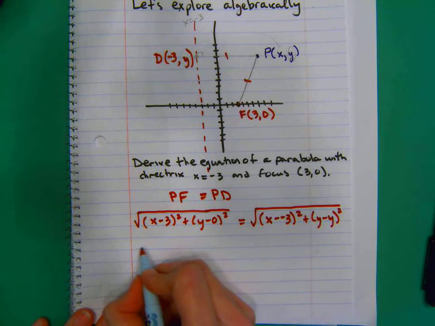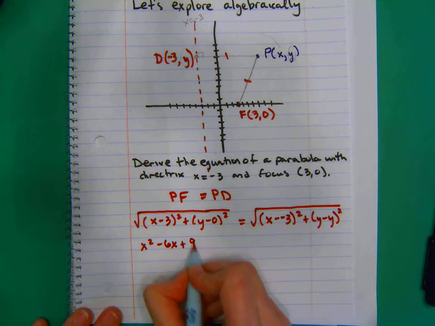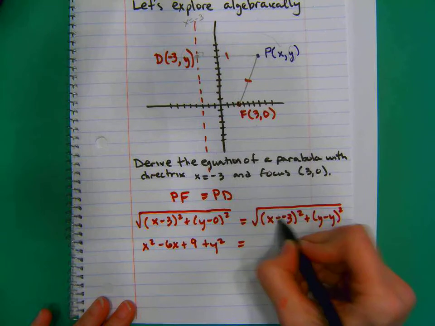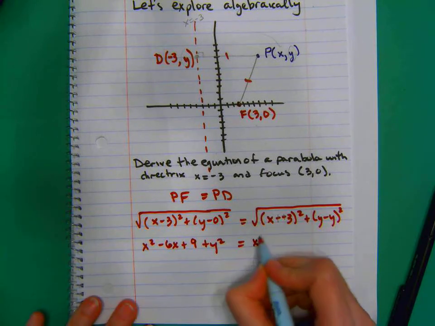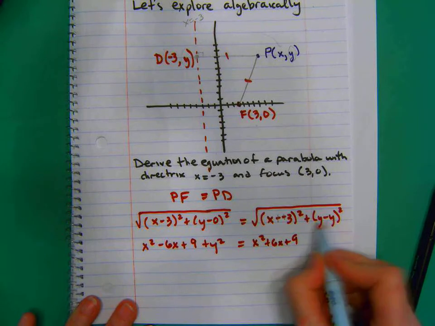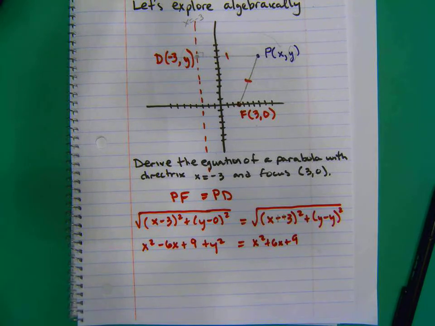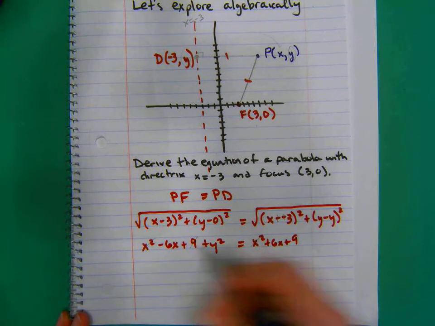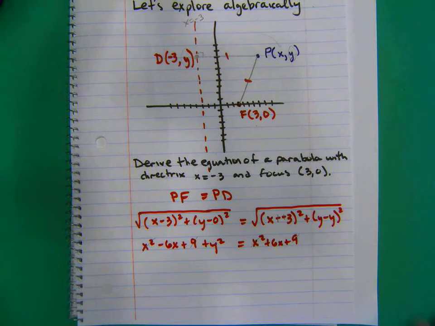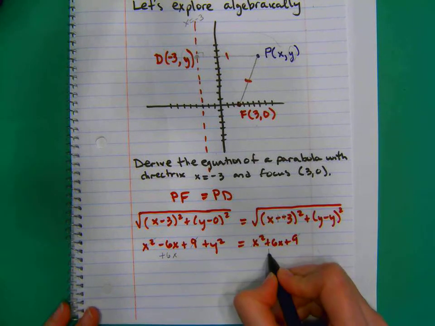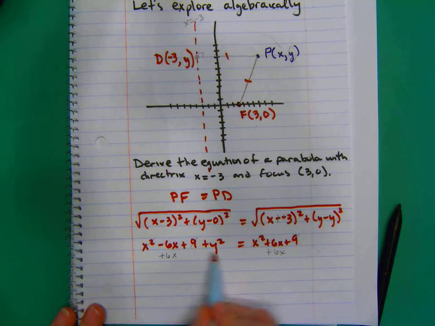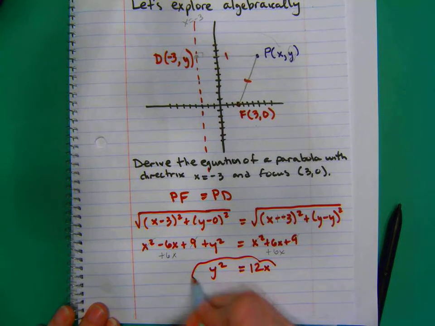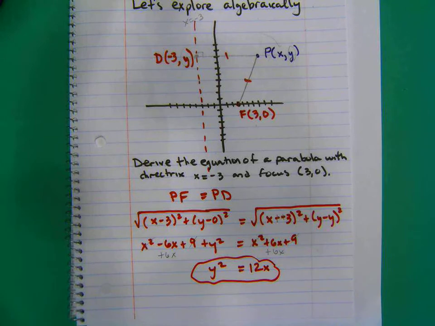I'm going to square and clean here and have x squared minus 6x plus 9 plus y squared. And over here, I can't help but be a teacher and do that. And I'll have x squared plus 6x plus 9. And this would be 0, and 0 squared would still be 0. And now as I clean these up, I'd subtract x squared from both sides and they would be gone. I'd subtract 9 from both sides and they would be gone. I would like to get these x terms together, so I'm going to add 6x over here. And on this side, all I'll have left is y squared, and on this side I will have 12x. And that's a perfectly good form of the equation.